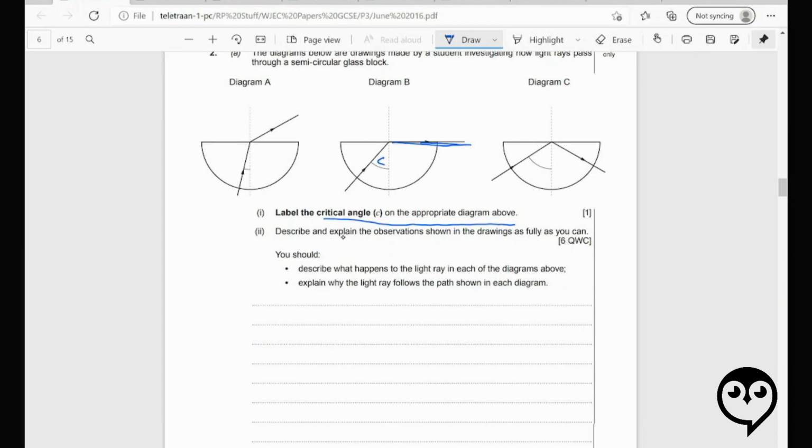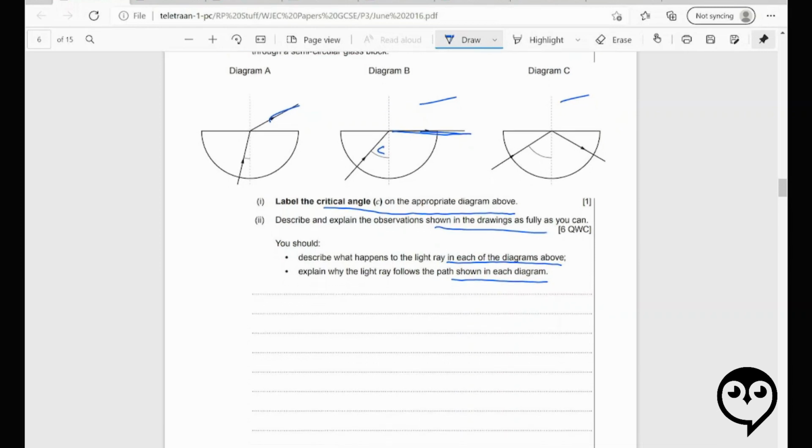They want you to describe the observations in the drawings as you see. There's 3 drawings, 2 marks each. Describe what happens to the light ray in each of the diagrams above. Explain why the light ray follows the path shown in each diagram. That's all you have to do. This is really straightforward.